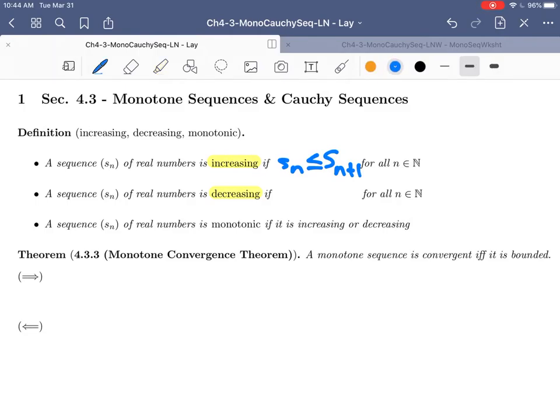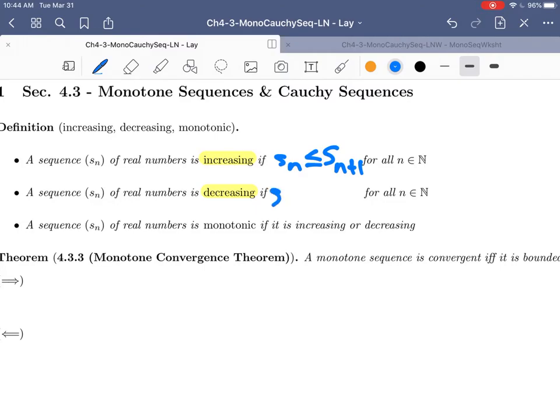A sequence of real numbers is decreasing if the nth term is always greater than or equal to the n plus 1 term. Now you should note that some textbooks would not define these as increasing and decreasing. Instead, they might define this as non-decreasing and this as non-increasing. So just be really careful what your textbook might say.